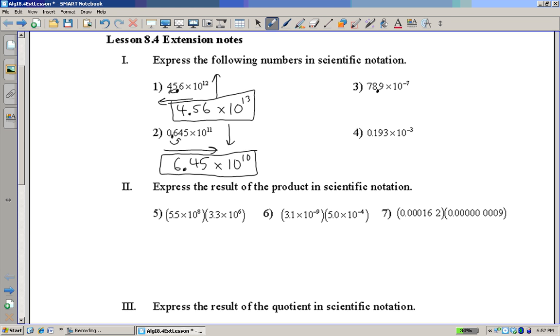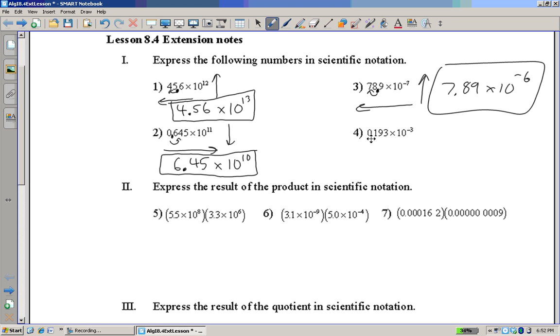All right, number 3, we see the decimal is here. Again, we need one non-zero digit to the left of the decimal. So we're going to move it left once. That means the exponent is going to go up. And if you're in basement level 7 and you go up towards ground zero, that means you're going to be in basement level 6. You've gone up towards the surface.